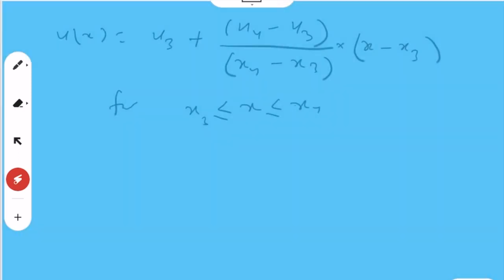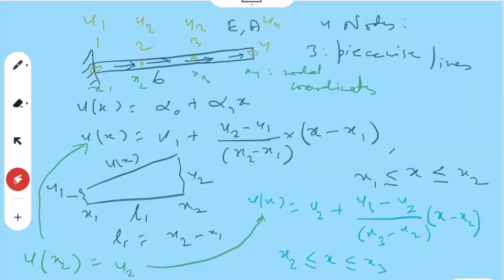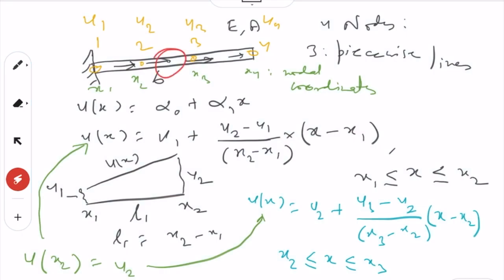Similarly, here also, for the third element, if you put x equal to x 3, then what happens? X minus x 3 here becomes 0, everything is 0, hence you have u 3. So, that really means u for this element and u for this element both will have the same value, that is u 3 at this point, hence it is continuous.